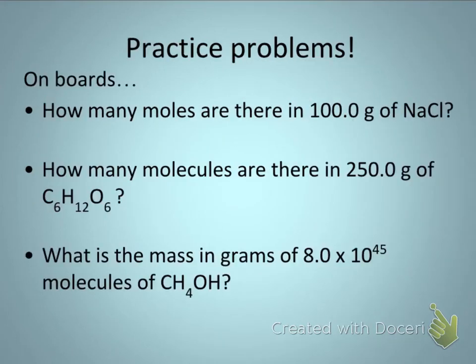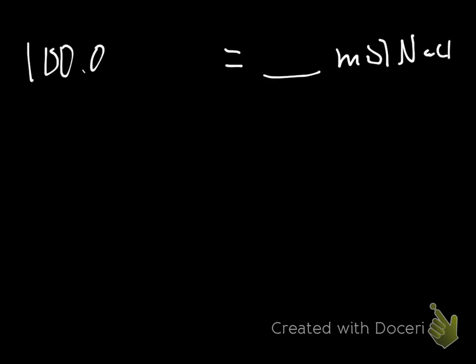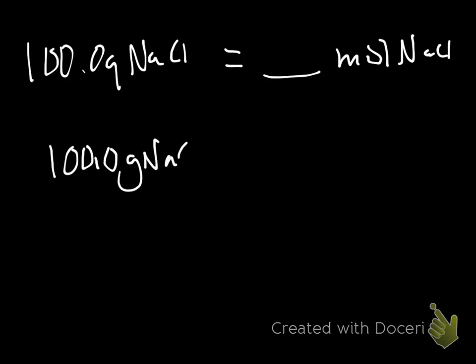We'll do the first one together. How many moles are there in 100 grams of NaCl? The first thing we have to do is get our conversion factor for NaCl. So I'll flip over to here. So we want to know how many moles NaCl in 100.0 grams of NaCl. All right, let's get the molar mass. So we're going to set it up with our given first, same as we've always done. 100.0 grams NaCl.